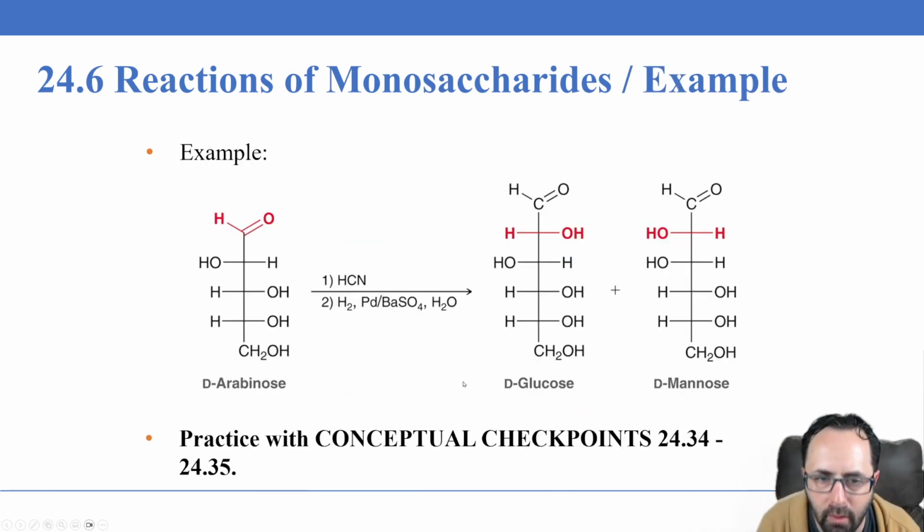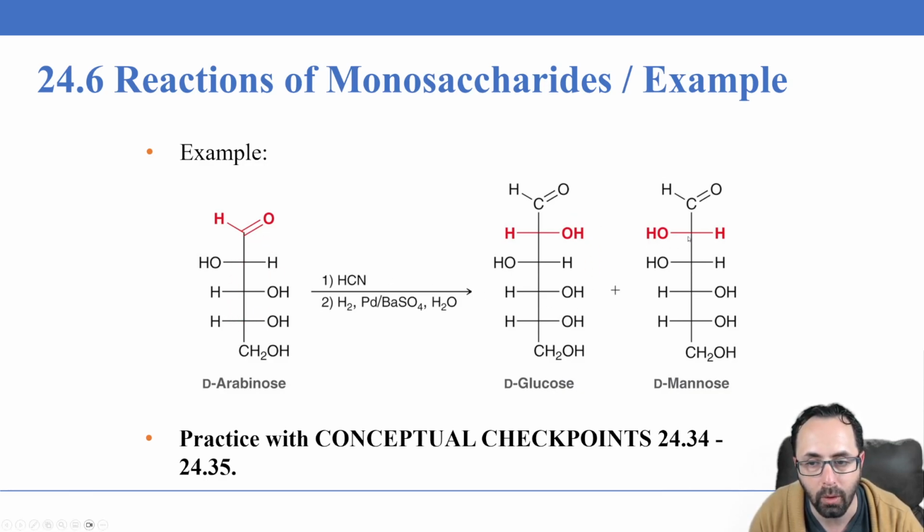So here's an example of this Kiliani-Fischer synthesis, which is useful for turning one monosaccharide with fewer carbons into a different one with one more carbon. And so we react with HCN. This adds another carbon, and this is the additional carbon right here, and then we finally react with hydrogen and palladium catalyst and barium sulfate, followed by water, and the cyano group that we have after the first step is then reduced to an aldehyde. But we have effectively added one more carbon. This carbon here is now this one here. And so we have a carbohydrate with one more carbon.